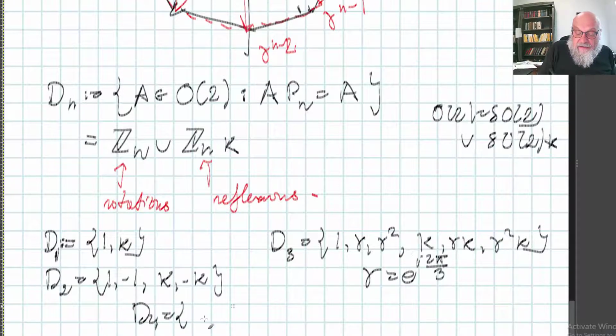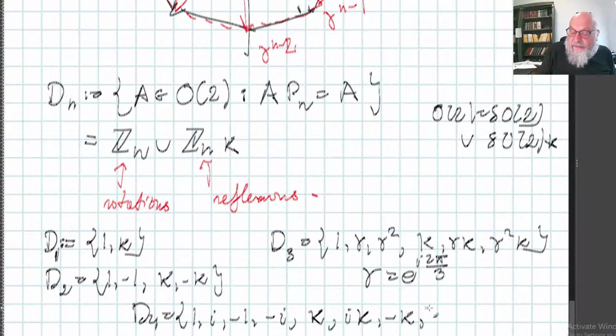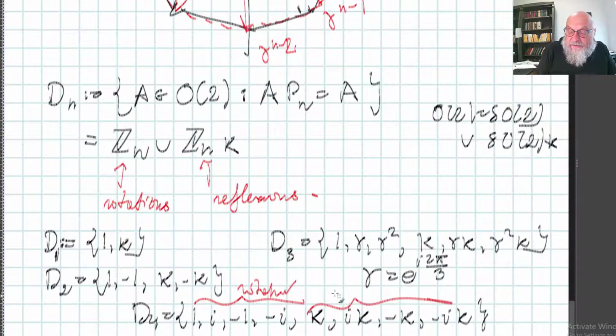In this case we have the Z4, which is 1, i, minus 1, minus i, and then we have kappa, and this will be i kappa, and this is minus kappa, minus i kappa. So those are the elements. So here, of course, those are the rotations, and these are reflections. So these are the reflections.